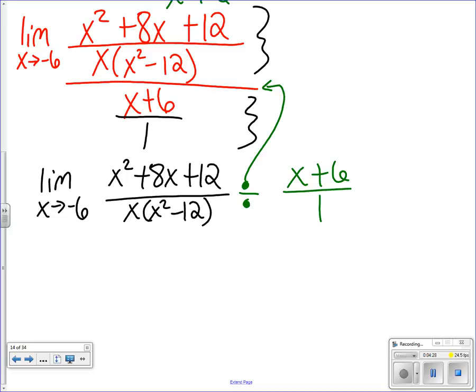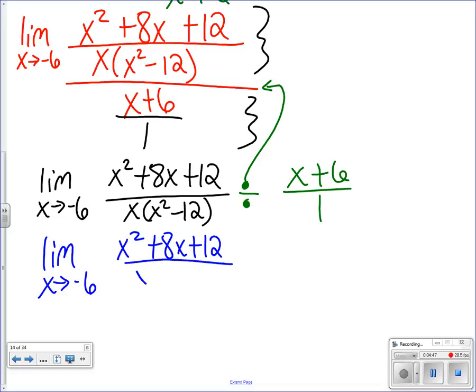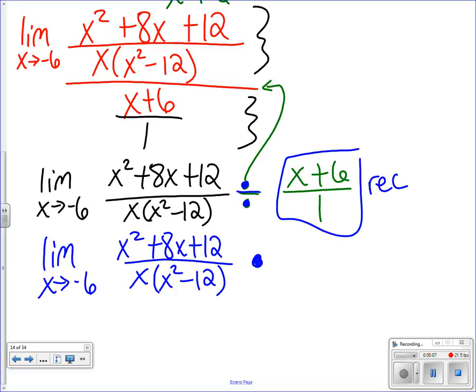Now the reason why we would do that is so that we can actually, the limit as x approaches -6, still have x squared plus 8x plus 12 all over x times x squared minus 12. And anytime you're dividing by a fraction, you're going to change that to multiplication and use the reciprocal of the second one, so this guy. So we just end up with 1 over x plus 6.